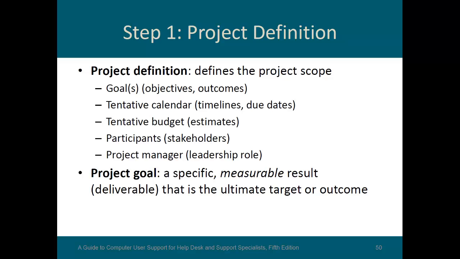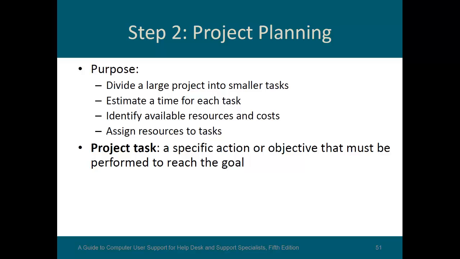Project goal is a specific measurable result that is the ultimate target or outcome. It is the deliverable. Purpose: divide a large project into smaller tasks. That way you can divide them up using different resources. Resources in this case may be people. Estimate a time for each task. Identify available resources and costs and assign resources to tasks. A project task is a specific action or objective that must be performed to reach your goal.